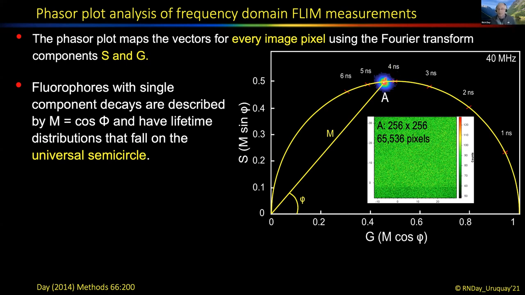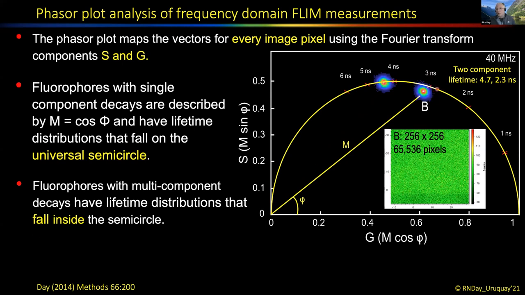This happens to be purified turquoise 2, that has a lifetime of around 4.5 nanoseconds, and a single component lifetime. This happens to be purified cerulean. Cerulean actually has a 2-component lifetime, and you'll see immediately that the lifetime distribution falls inside the semicircle. And this tells you right away that this is a multi-component decay. And the distribution of all 65,000 pixels falls inside the semicircle with an average lifetime of around 3 nanoseconds.